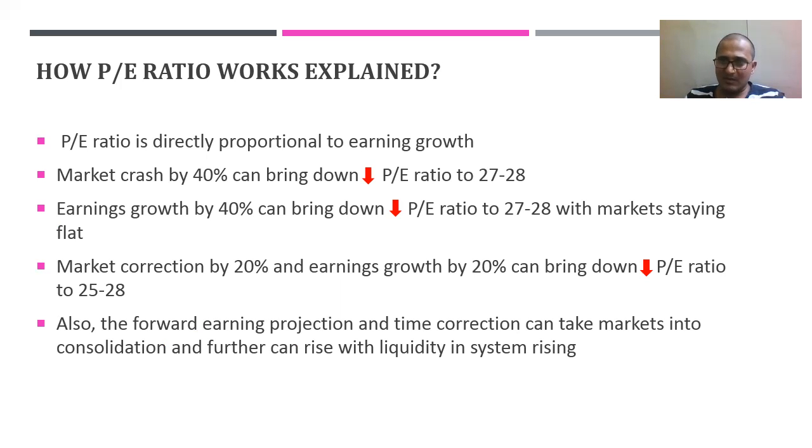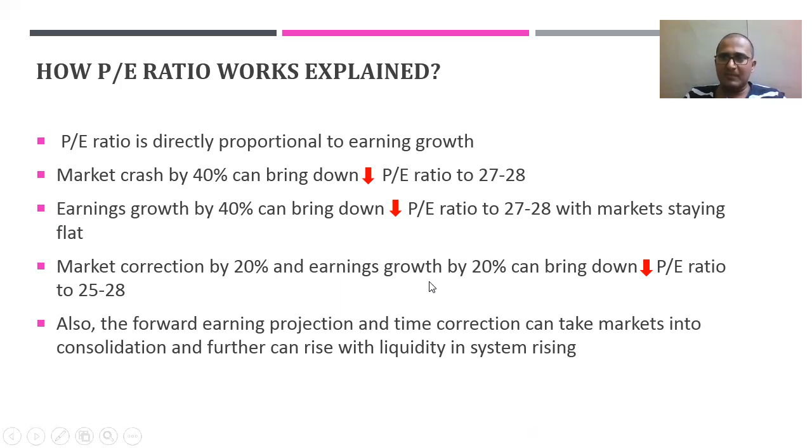If markets correct by some 15-20% or 10-15%, even with price to earnings growth, the PE ratio can come down, and also the forward earnings projection. Usually the analysts and the markets look at the forward earnings. If the PE comes to the 25 to 28 zones and the forward earnings is from 18 to 22, then again markets become attractive and we can see the rally back. So that's how one can analyze the PE ratio.